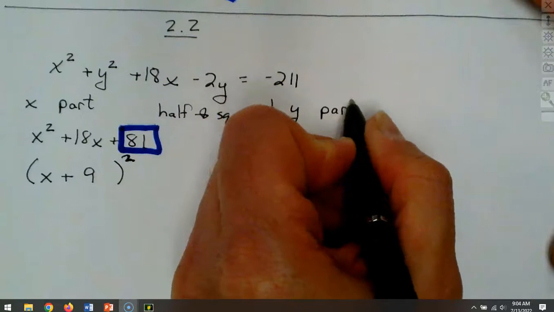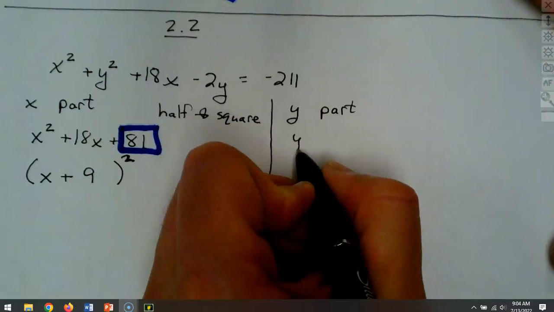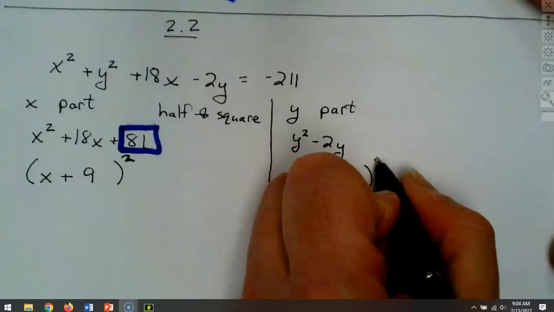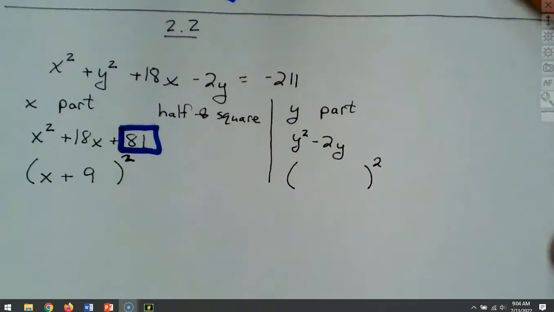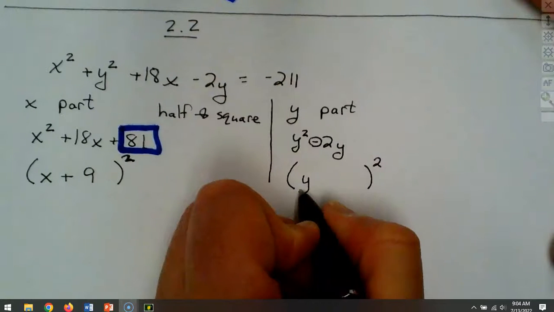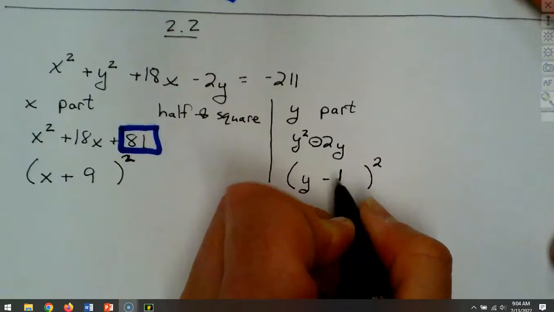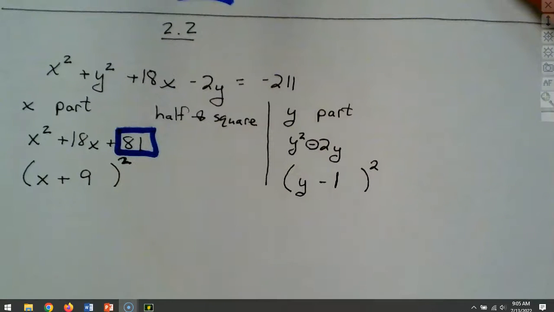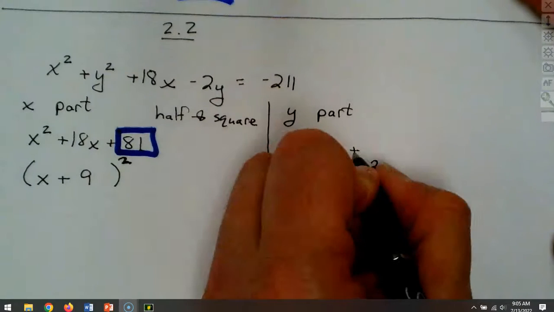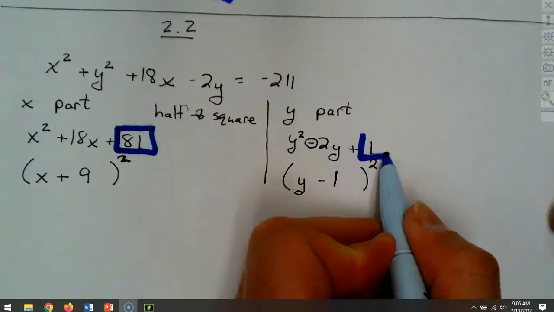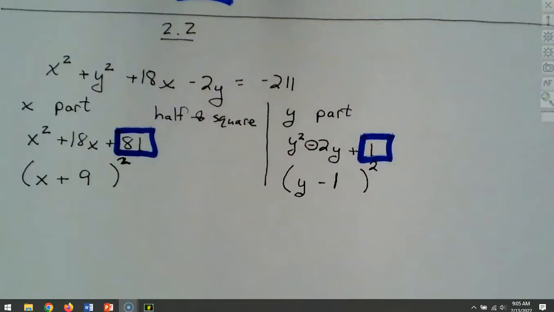Now, let's try the y part. And that is y squared minus 2y. So we want this to be a perfect square trinomial as well. And we look at the middle. The middle is a negative 2. So what's half of a negative 2? Half of a negative 2 is a negative 1, right? And if we have 1, when we square 1, it still stays a what? 1. So we're going to have to keep track of the 1 there. So that's what we've got here.